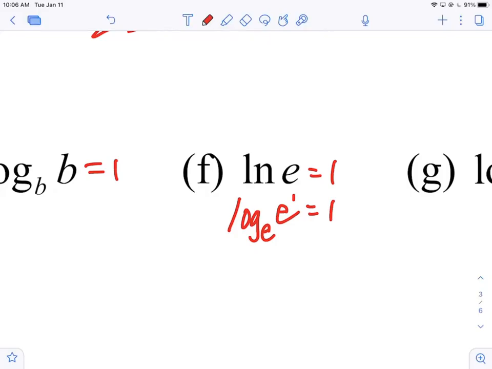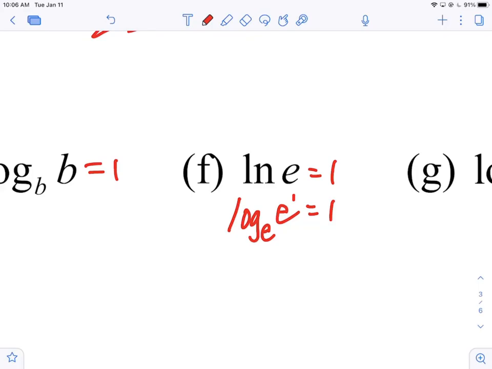0. What's log base 10 of 1? 0. What's log base 12 of 1? 0. What's log base, give me a number, 27 of 1? 0. What's log base 1 over 400 of 1? 0. Yeah. What's the natural log of 1? 0. Good. What's the natural log of e?